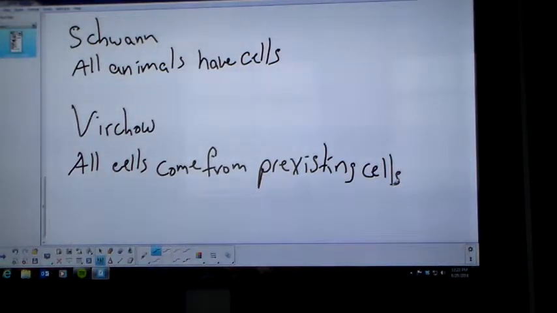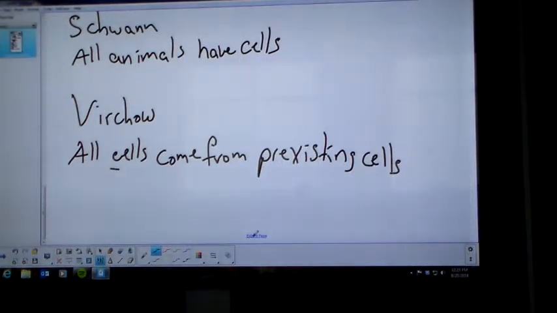Alright, so those 5 scientists and the ideas they came up with formed the cell theory. So from their 5 ideas, we got the cell theory. Which leads us to the last thing, and that is prokaryotes and eukaryotes. So now that we have the cell theory, we can go in and start classifying the different cells.